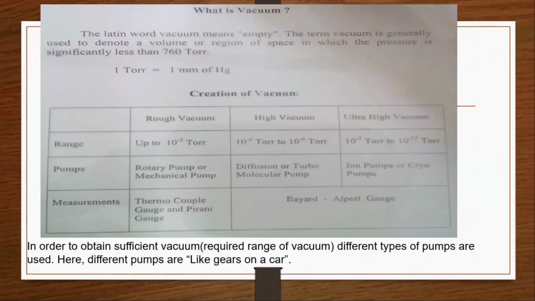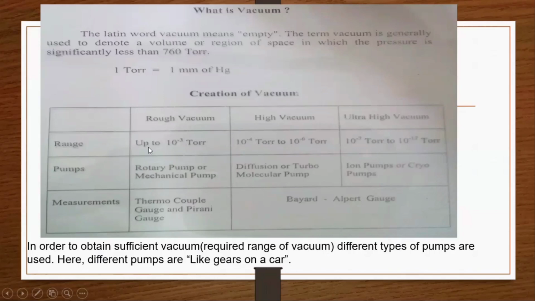See, this is the main part. We are going to study 3 vacuums: rough vacuum, mid high vacuum, and the ultra high vacuum. What is the range of a rough vacuum? Up to 10 to the power minus 3 torr. High vacuum is 10 to the power -4 to -6 torr, and ultra high vacuum is -7 to -12 torr.